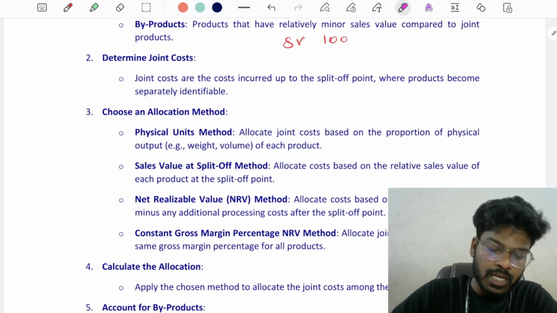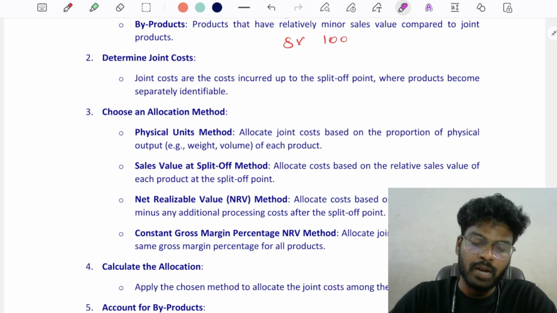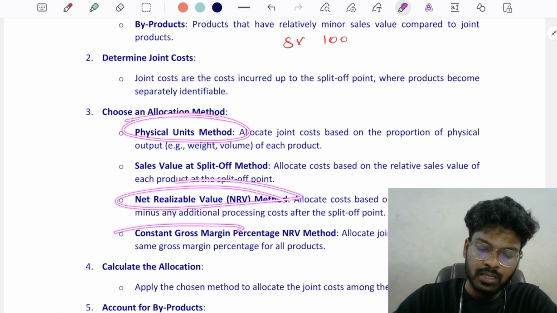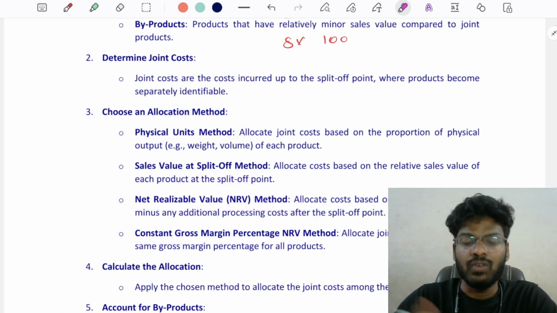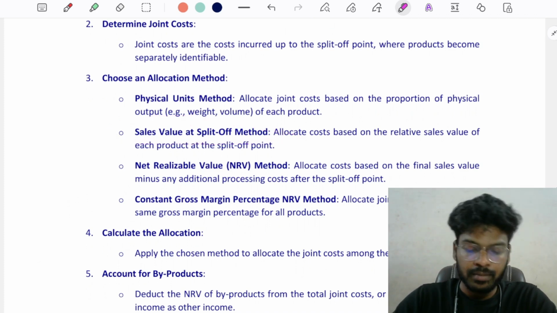Allocation of joint cost. We will commonly use the sale value at split-off point method in Ind AS 2. Other methods are not relevant for exam purposes; these are all relevant for inter level only. Now we have only sale value at a split-off point.